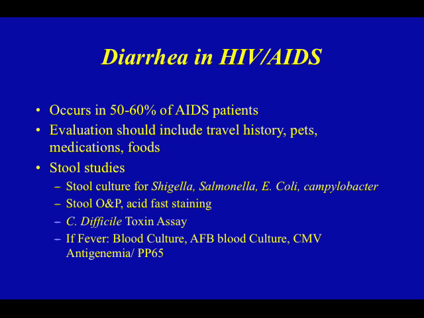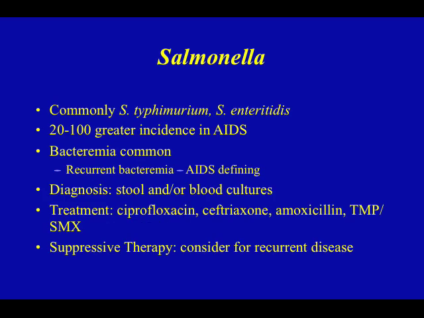And of course, don't forget about good old C. diff assay. If fever, you know you have to order the tertiary workup of the blood cultures, every blood culture, CMV, PP65 for CMV. Salmonella, you guys all know, two types, Typhimurium and Enteritidis. Why do I pick Salmonella? Because they like to put it on the boards again with HIV patients.